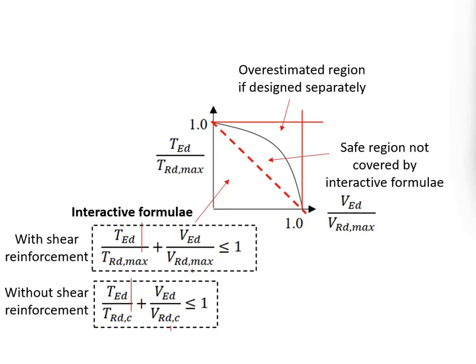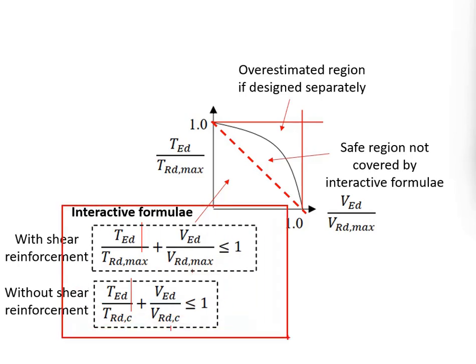The member will fail. To make it simple, the message which I would like to deliver from this diagram here is, first, you cannot design the torsional resistance and the shear resistance separately, as you're going to overestimate the capacity, leading to premature failure when the member is subjected to torsion and shear loads together. The parabolic line represents the actual behavior. However, for simplicity, we use the interactive formulas to do the design.